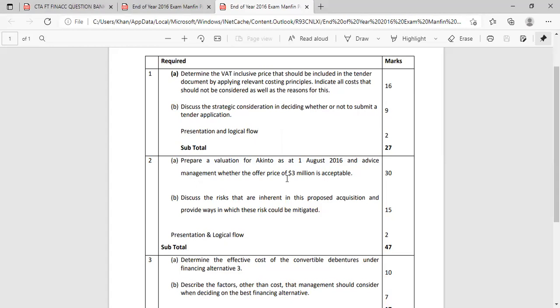Okay, so what we're going to do, we're going to use the free cash flow. Why are we going to use the free cash flow method? Because we are acquiring a majority interest. And they're giving us information to do a cash flow. So that is what we're going to do, a free cash flow. So prepare valuation as at 1 August 2016 and advise management whether the offer of $3 million is acceptable. Okay, so now we're going to go into doing that. I'm just going to open up Excel quickly.